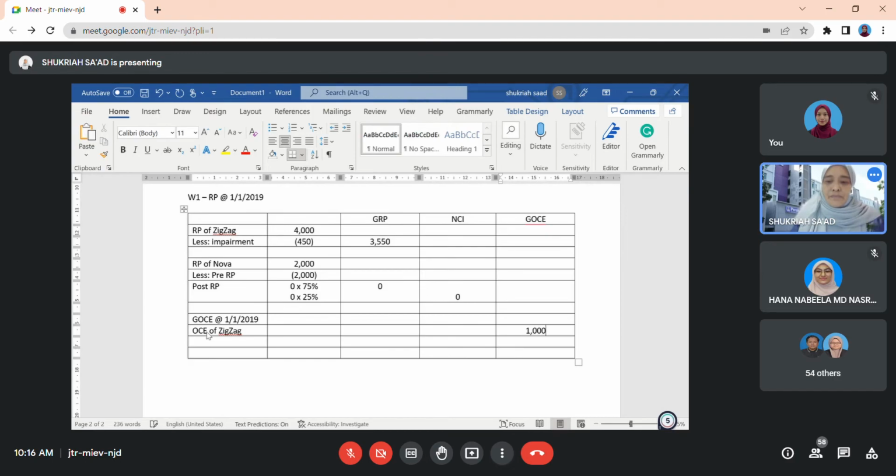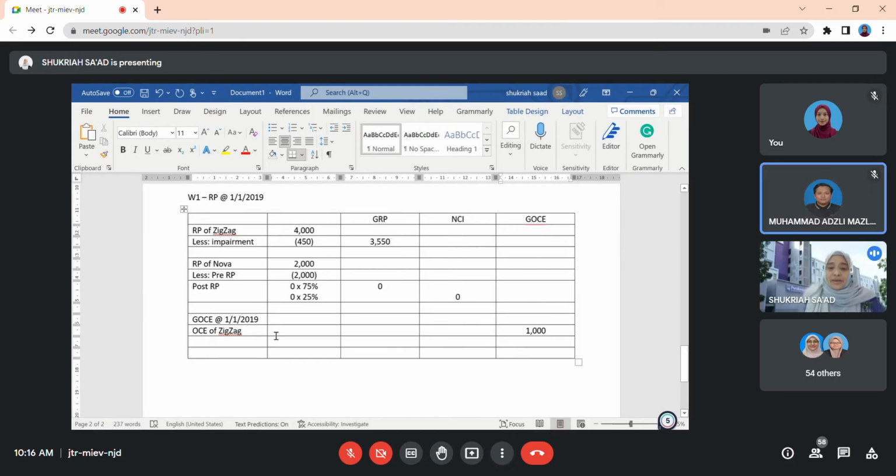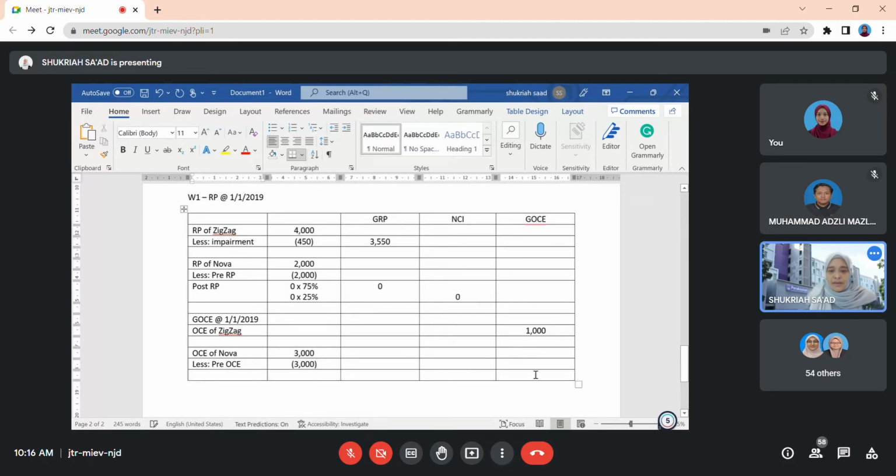Okay, berapa nilai zigzag? Ada komponen equity 1000. Betul kelas? Sini 1000. Saya letak working dia 1000. So, tu sama column group of the component equity 1000. So, this one dia more or less macam schedule kalau you macam ni. Okay. So, next kita ada OCE of Nova. Nova nilai dia 3000. Lepas tu, dia punya pre pun also 3000.